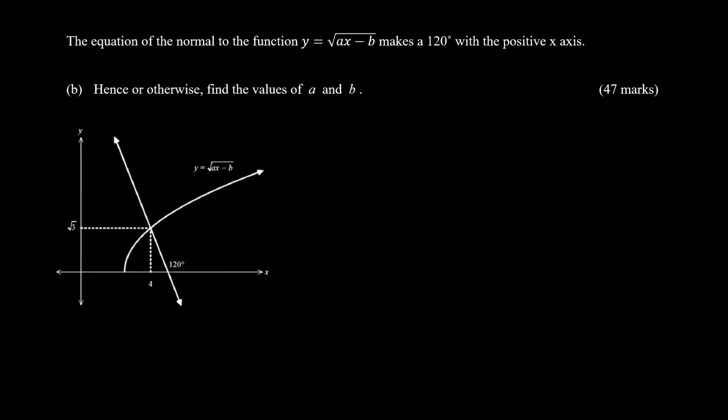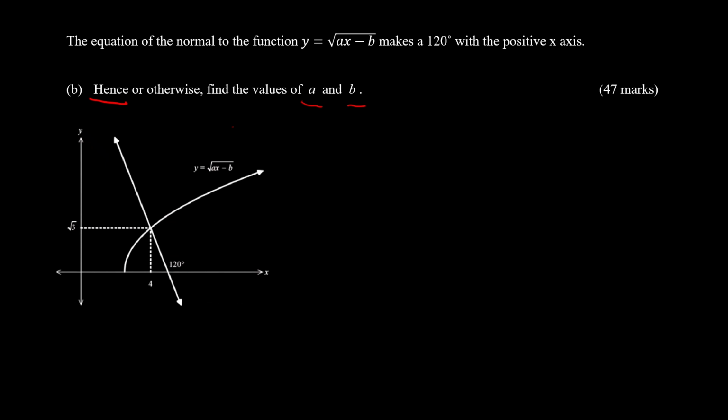Alright, next it wants us to find values of a and b. That's a big hint that we're going to have to do simultaneous equations somewhere, because we're solving for two values. Another hint is the word hence. That means we'll have to use the answer to our previous question to help us solve this. So where do our two equations come from?